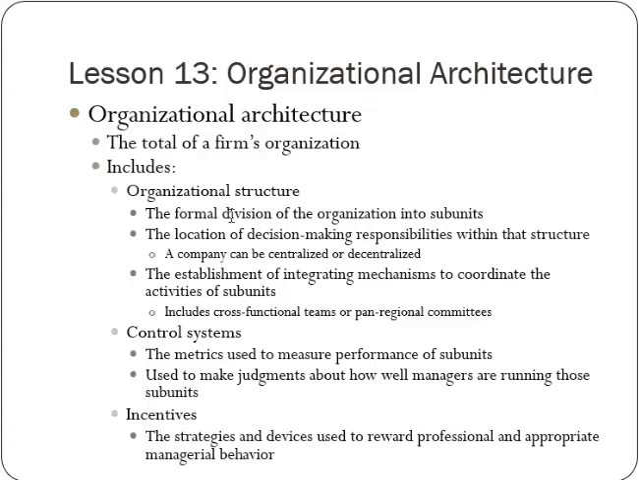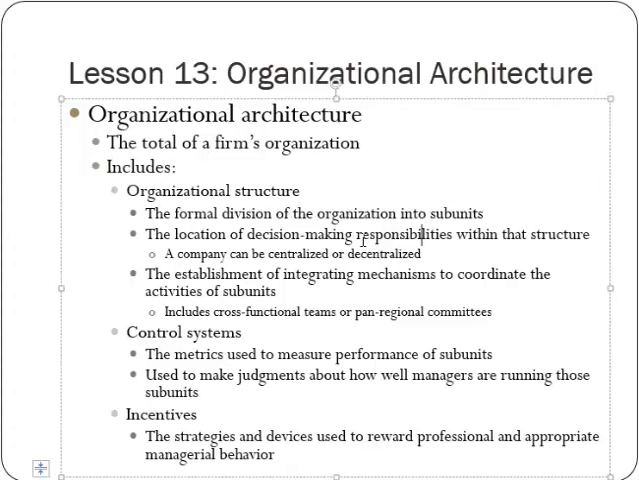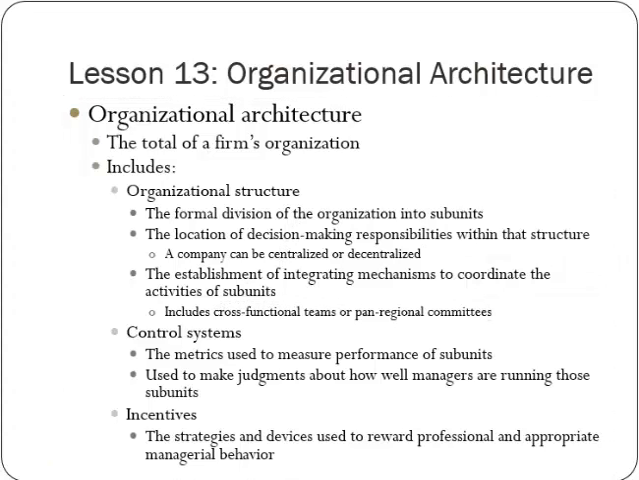The structure includes the division of the organization into subunits, the decision-making responsibilities. You could have one group that's responsible for North American operations, one group that's responsible for European operations, one for Asian operations. Then you could divide that into one subunit for sales and one subunit for accounting and one subunit for marketing and one subunit for human resources, which includes cross-functional teams and pan-regional teams. You could have a group that's in charge of marketing for both Europe and Asia. You could have a group that is responsible for hiring people in both Canada and Mexico.